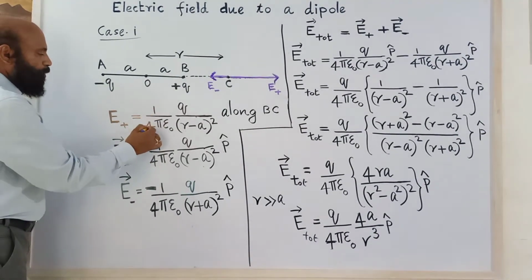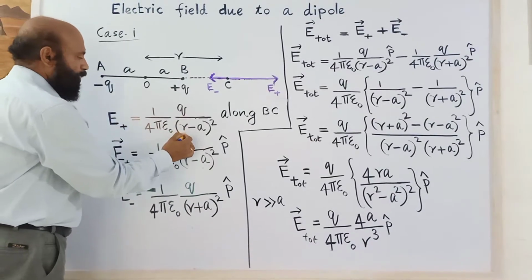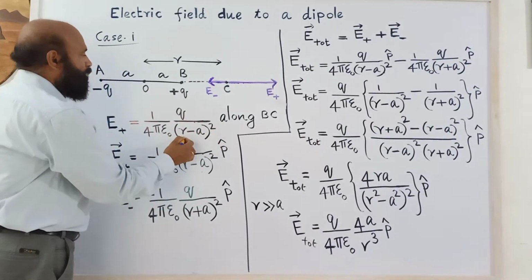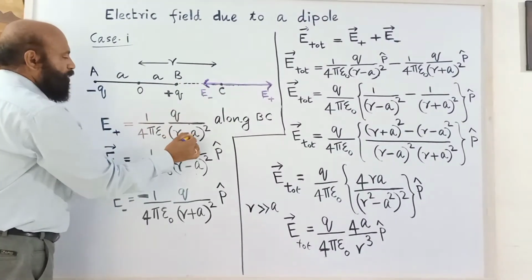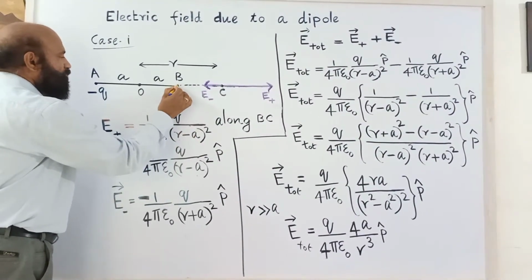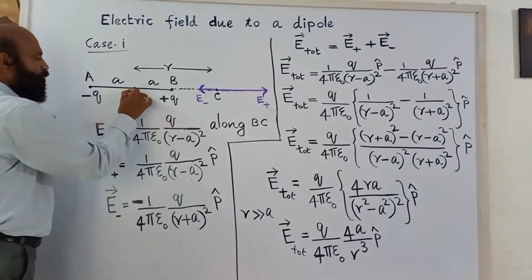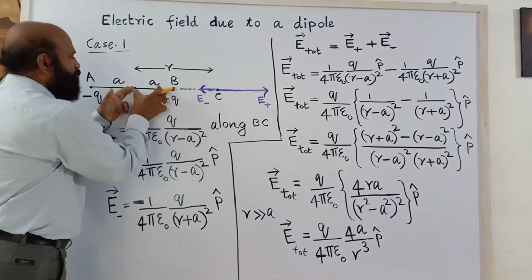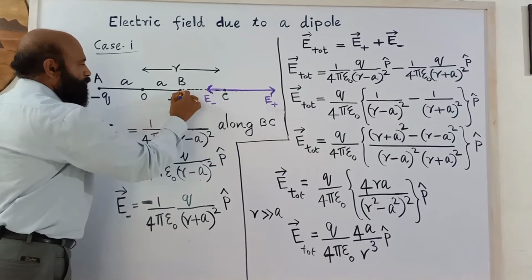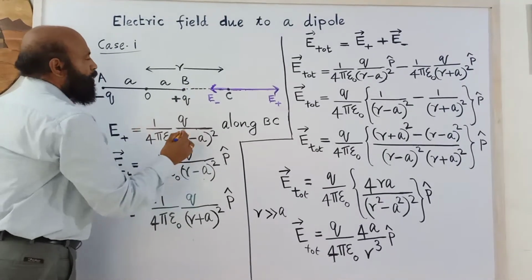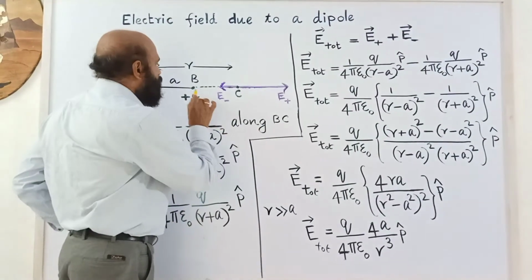E is equal to 1 by 4 pi epsilon 0 q divided by (r minus a) all square, where r is the distance of the point from the center of the dipole. a is the distance of the positive charge from the center of the dipole. This is r, this is a, so this is r minus a. Distance of the point from the charge is r minus a. And it will be acting along BC.